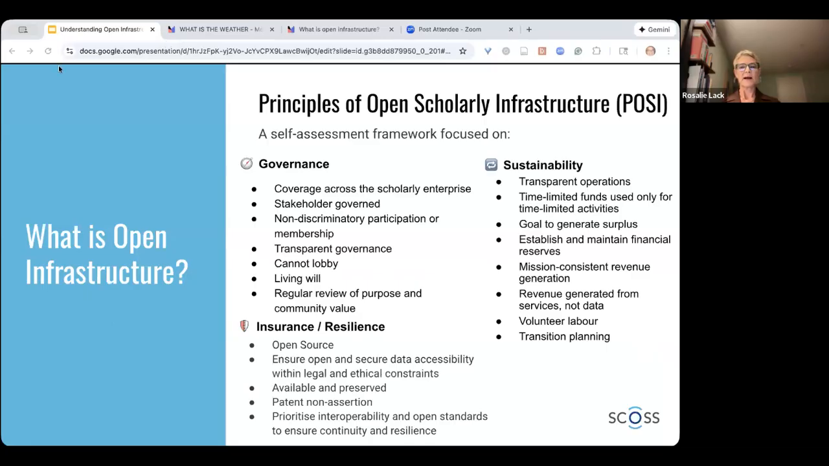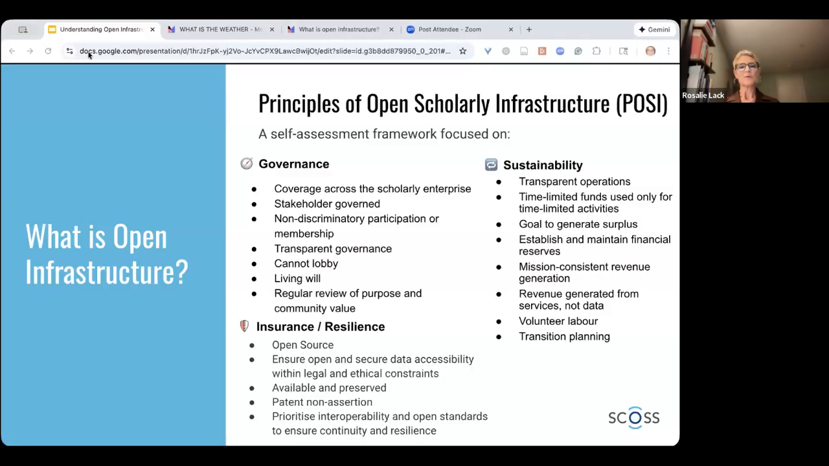So something that I'm not going to go into in detail, but I wanted to put them in the slides here so that you can see them. This is the Principles of Open Scholarly Infrastructure, or POSI. This is a framework that has been developed, and why this framework matters. It's really a self-assessment framework that infrastructures use to self-assess if they are meeting the POSI standards and principles. And why this matters is that in a way it sort of protects the community investment.